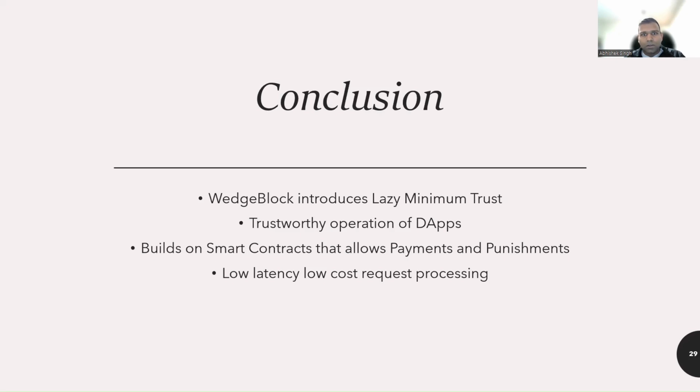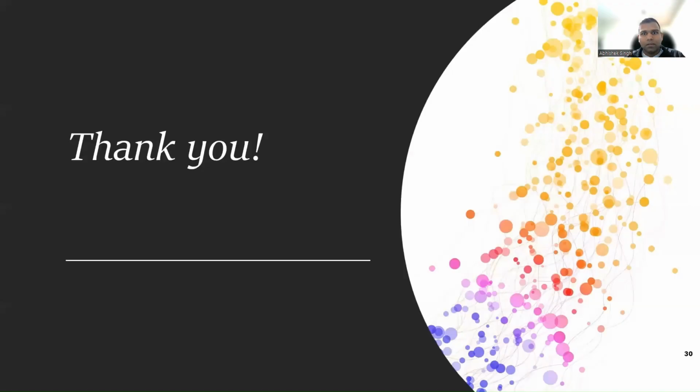In conclusion, WedgeBlock introduces the idea of lazy minimum trust, which ensures that DApps can perform in a trustworthy manner. We build on the smart contract infrastructure that the blockchain allows to build a holistic system that allows clients to both access off-chain nodes as well as to pay them and punish them, thus reducing the latency of request processing at the off-chain node and allowing the off-chain nodes to also be paid as well as punished. With this, I conclude.